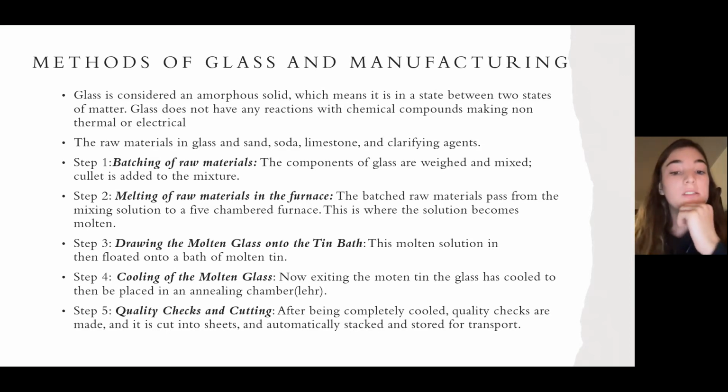Now exiting the molten tin, the glass is cooled to then be placed in an annealing chamber. Glass is hard enough to be passed over rollers and is annealed, which modifies the internal stresses, enabling it to be cut and worked. Step 5, quality checks and cutting. After being completely cooled, quality checks are made and it is cut into sheets and automatically stacked and stored for transport.